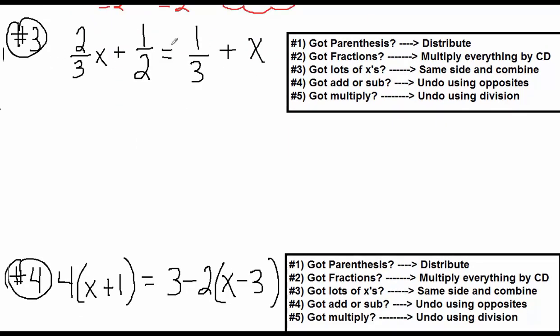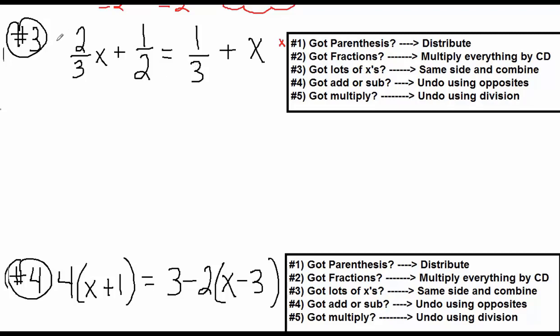Number 3. I'm going down the 5 gots. Got parentheses? No. Got fractions? Yeah. Whenever you've got fractions, you got to multiply everything by the common denominator. Now, I've got a 3 in the denominator, a 2 in the denominator, a 3 in the denominator. The common denominator of this will be 6. You could have also used 18. There's lots of common denominators, but if you can pick the least common denominator, that kind of helps.